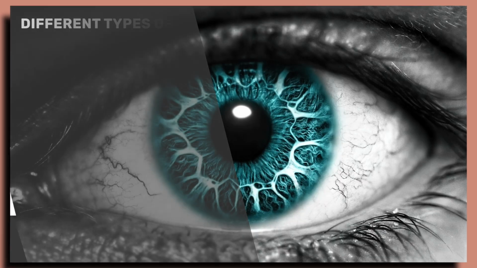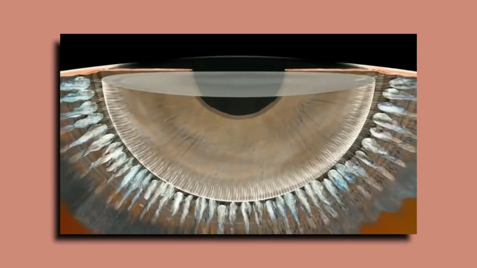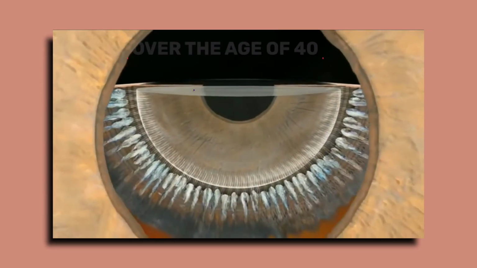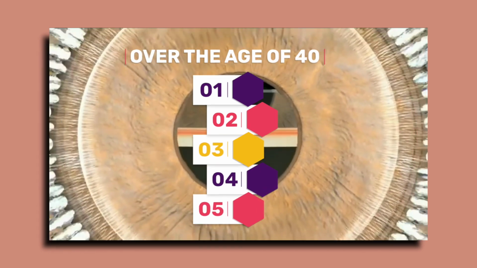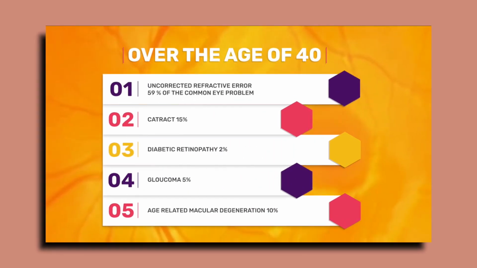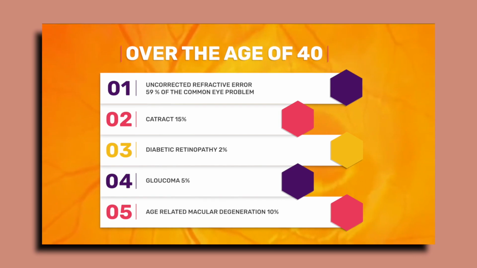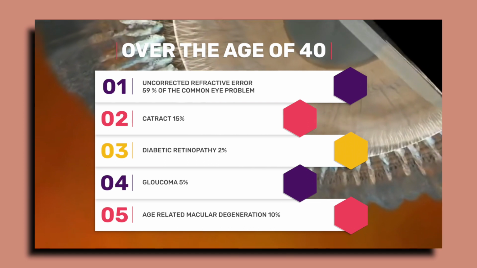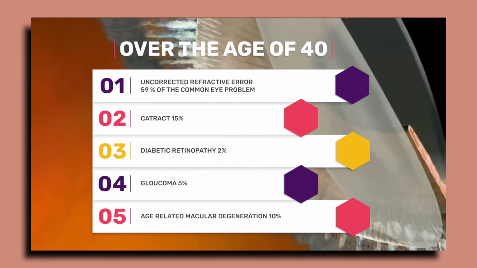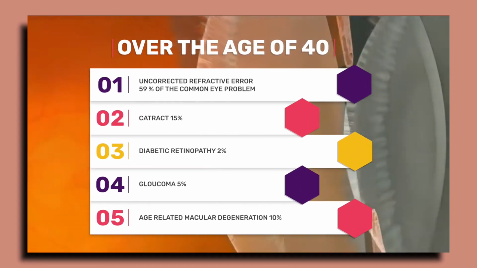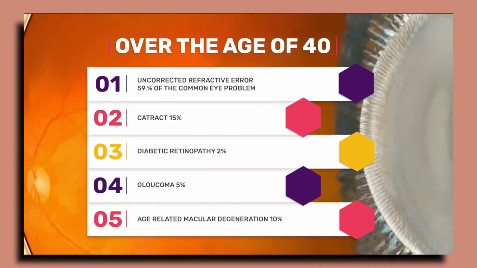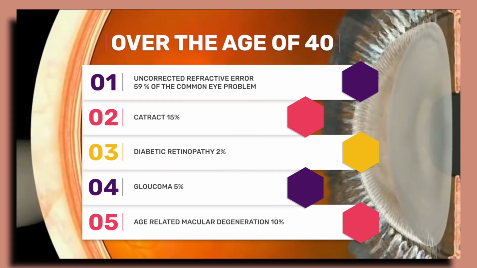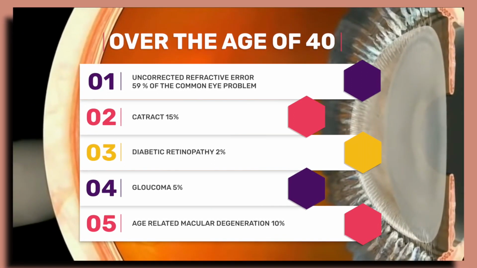What is the prevalence of these common eye conditions? 80% of vision impairment and blindness in the population over the age of 40 is caused by 5 common conditions. Undercorrected or uncorrected refractive error, which accounts for 59% of the common eye problems. Cataract, 15%. Diabetic retinopathy, 2%. Glaucoma, 5%. Age-related macular degeneration, 10%.